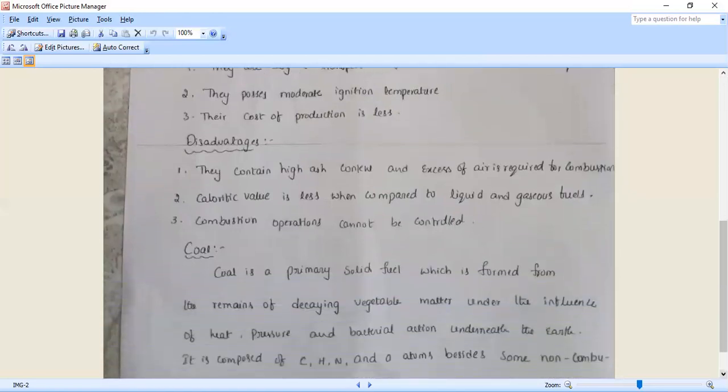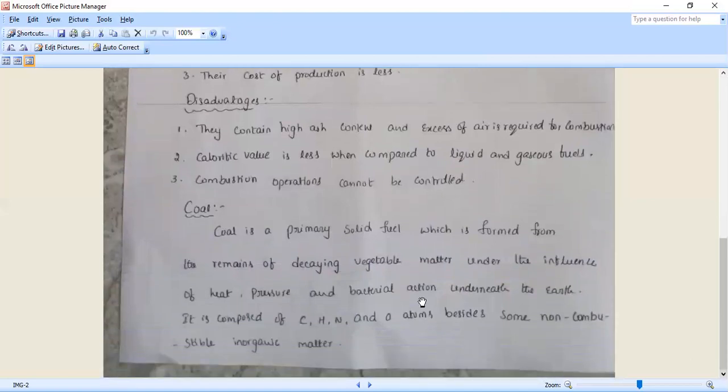A solid fuel example is coal. Coal is a primary solid fuel formed from the remains of decaying vegetable matter under the influence of heat, pressure and bacterial action under the earth's crust. It is composed of carbon, hydrogen, nitrogen and oxygen atoms, and some non-combustible inorganic matter. That is the composition of coal.